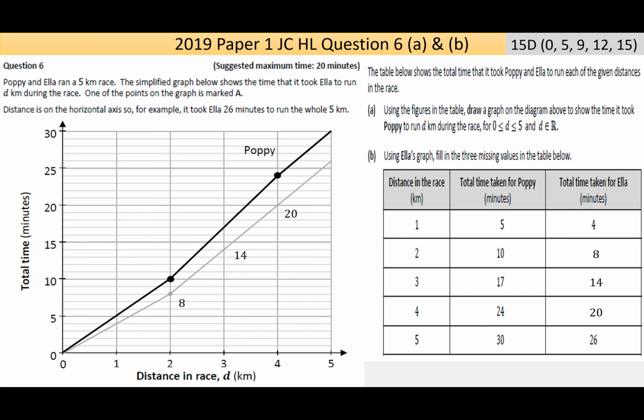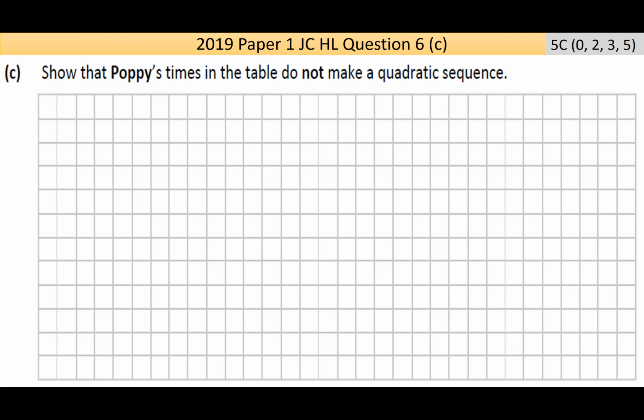Then part B says to fill in the table with the total time taken for Ella. They give us 2 values. After 1 kilometer she ran 4 minutes, which is that point on the original graph, 1 and 4. The last one, after 5 kilometers, she ran 26. They want the other 3 in between. So 2 was 8, 3 is 14, and 4 is 20. I've written the values down here in the table. Happy days, 15 marks.